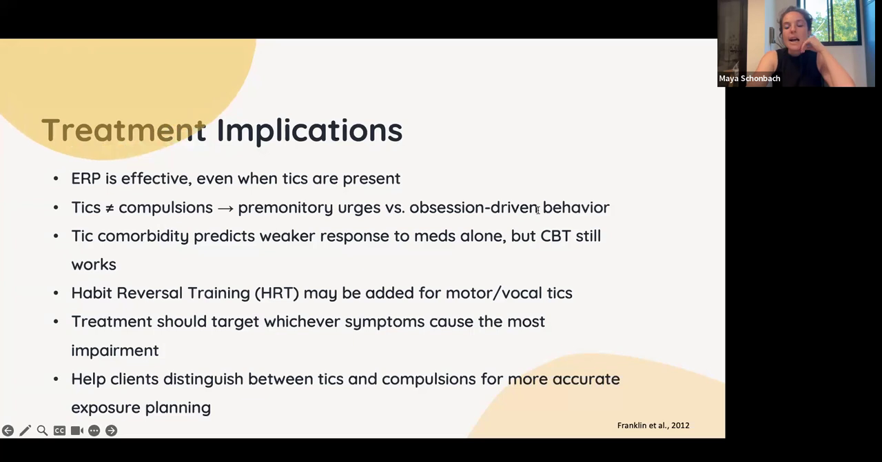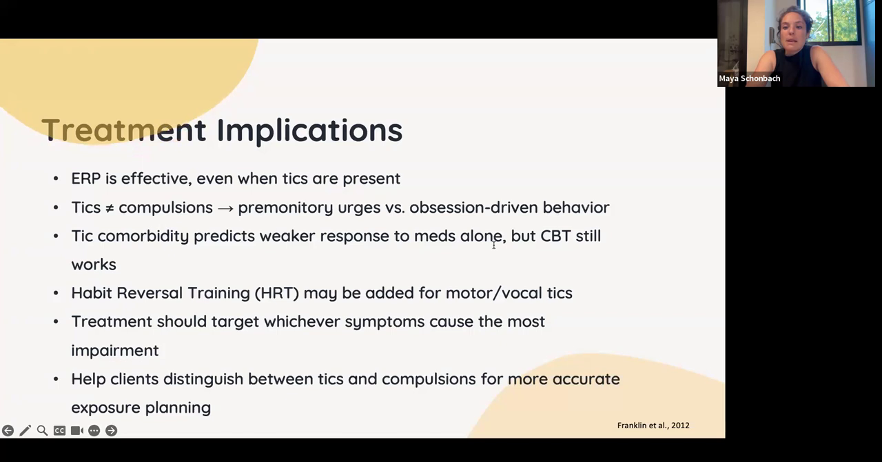And studies found that comorbidity of OCD and tics do predict a poor response to medication alone, but that didn't have an effect on the response of CBT. So again, ERP or exposure and response prevention remains the gold standard for treating this.